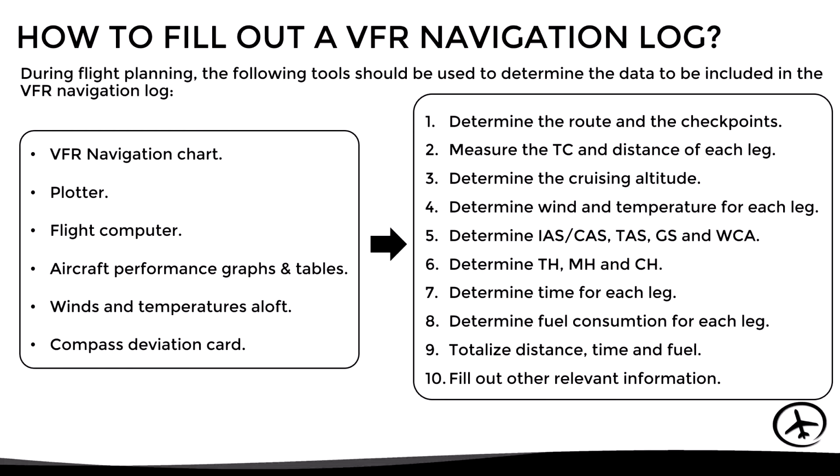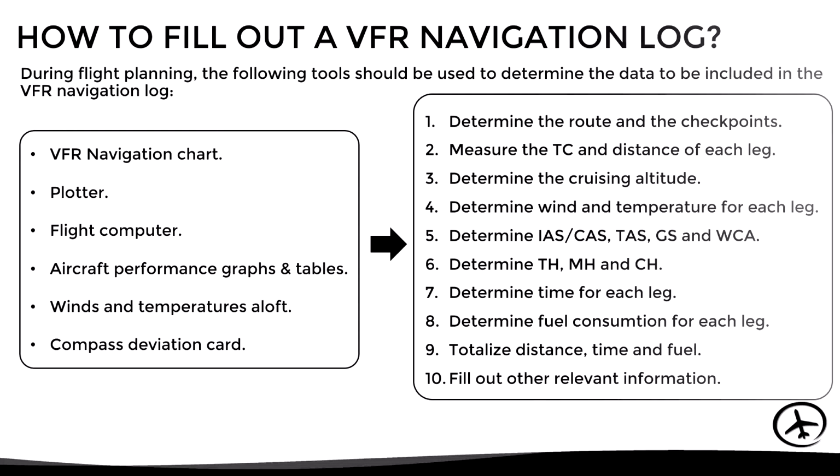Now, so far we have seen how to fill out the navigation log assuming a certain constant altitude for each leg. However, in reality, we have to climb from the departure airport elevation to the cruising altitude, which implies that our fuel consumption during this phase will be higher and probably our ground speed will be lower.